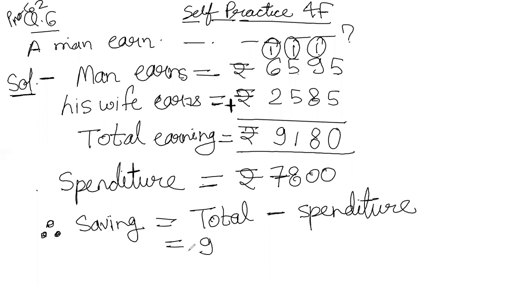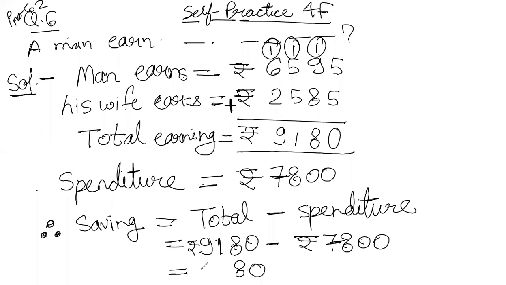So what was the total amount? Total amount was rupees 9,180 minus expenditure was rupees 7,800. So we have to subtract. So after subtraction, what is the saving? Rupees 1,380 is the saving.